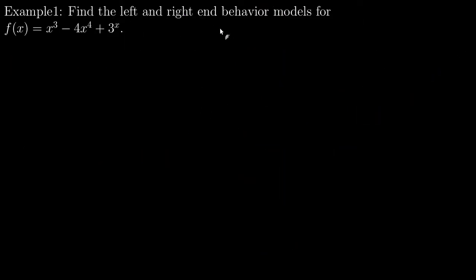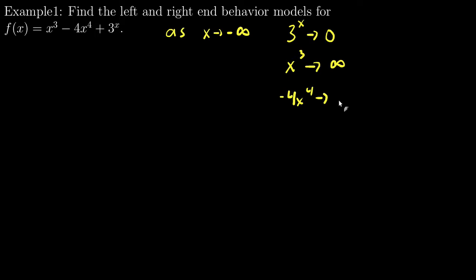So here's an example. Find the left and right end behavior models for this. On the left, this is the highest degree power function, and I have an exponential. But I'm going to write this down. As x is approaching negative infinity, 3 to the x approaches 0. It makes very little difference. The other two terms, x cubed approaches infinity, and negative 4x to the 4th approaches negative infinity.